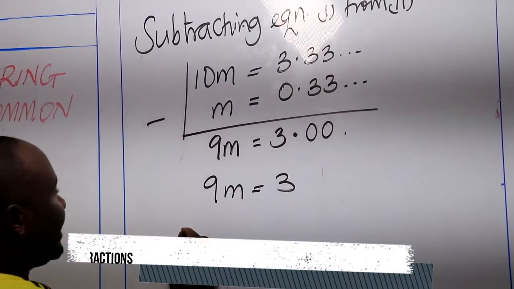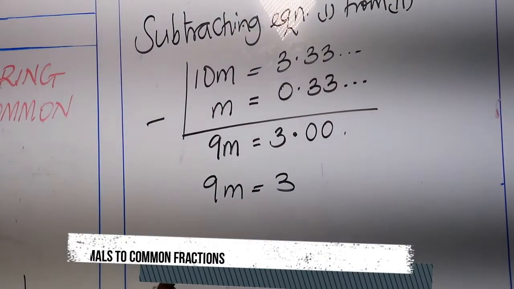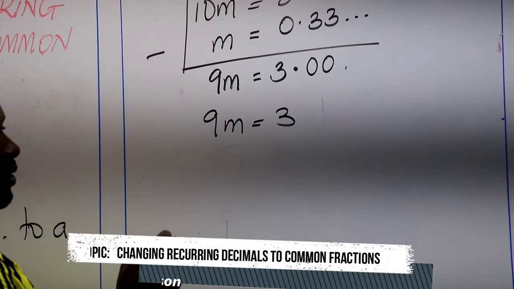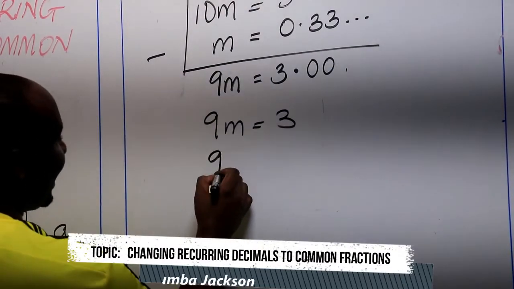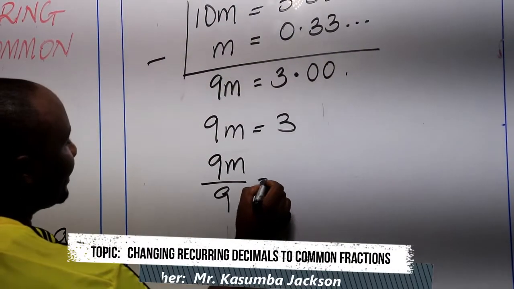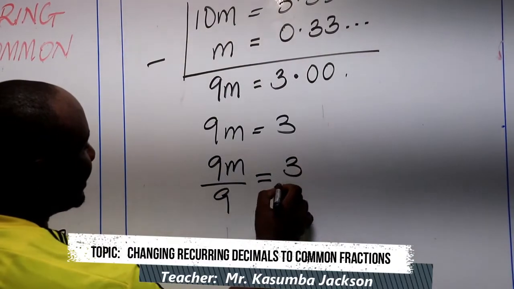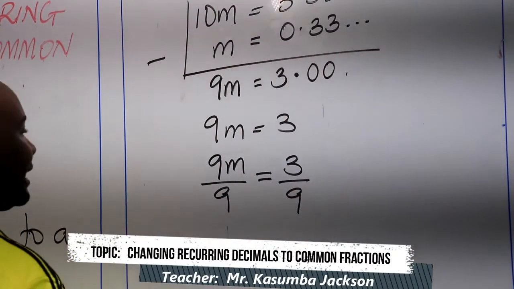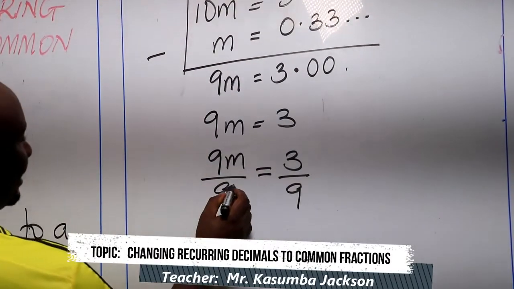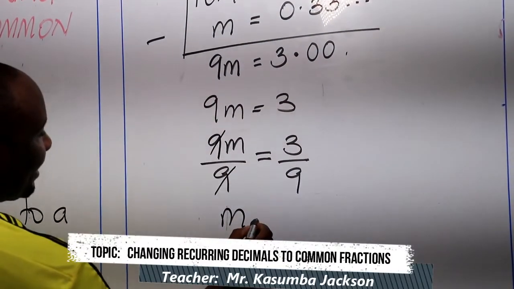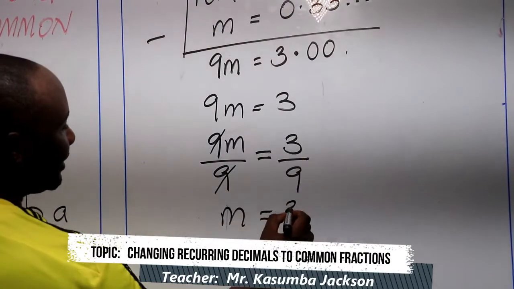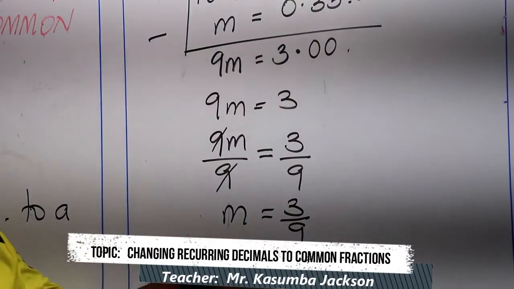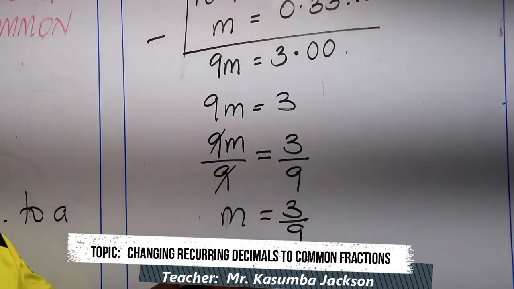Now, the next step will be dividing both sides by 9, because we want to find a single m that is representing our common fraction. So we shall say 9m is divided by 9, and 3 is also divided by 9, because what we do on this side must be done the other side. If it is an equation, 9 will go with 9, I'll remain with m. This is 3 out of 9. My fraction is 3 out of 9, but I must simplify it.